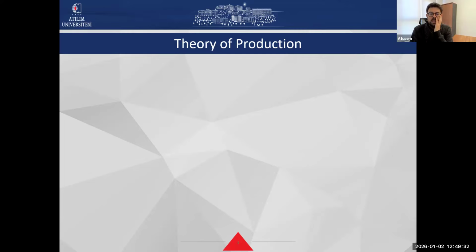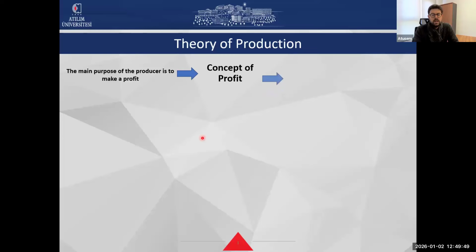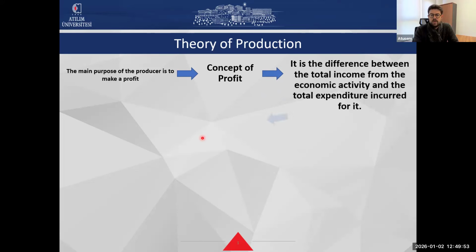Okay, let's start. The concept of production, or one more step further, the concept of profit. We already know the formula of profit, which shows the difference between total revenue and total cost. And we already know the formula of total revenue, that is price multiplied by quantity.